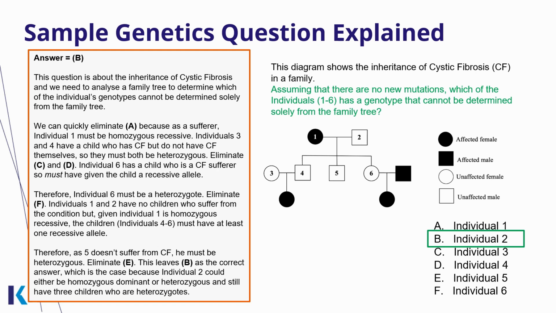Eliminate E. This leaves B as the correct answer, which is the case because individual 2 could either be homozygous dominant or heterozygous and still have 3 children who are heterozygotes.